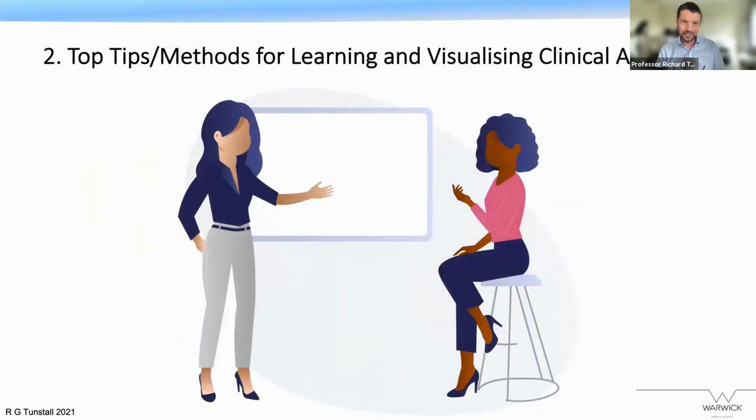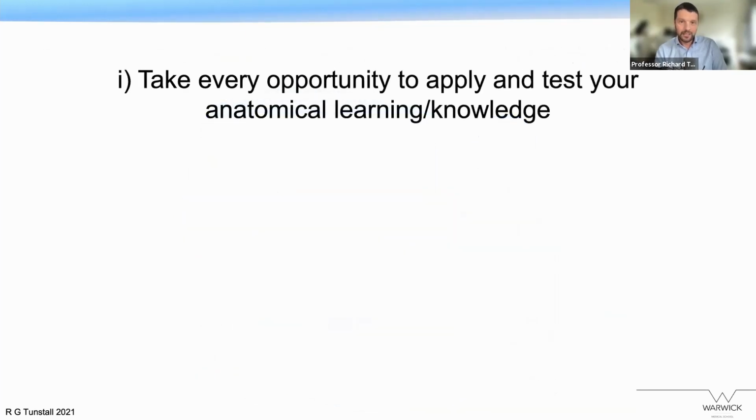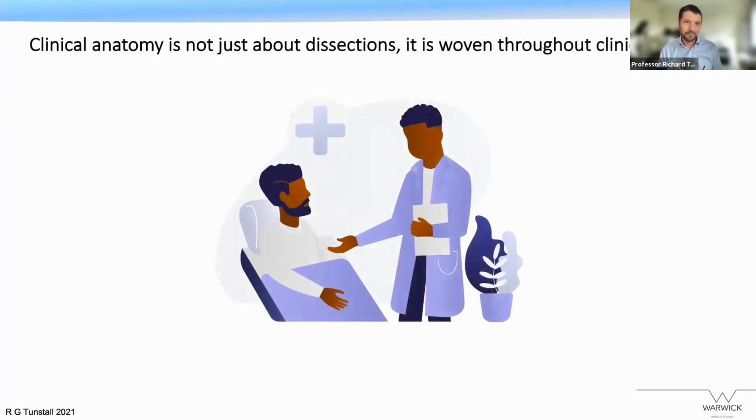So let's have a look at some tips and methods which you can use when you start studying clinical anatomy. Number 1, take every opportunity to apply and test your anatomical learning or knowledge. So you will, of course, learn anatomy in lectures or seminars or in the lab with dissections, but it really goes beyond that. Clinical anatomy is not just about dissections.